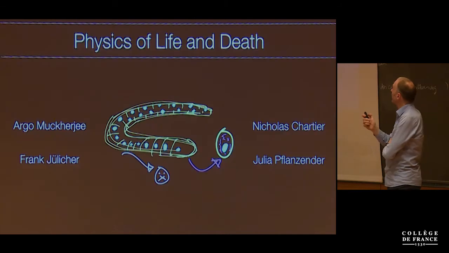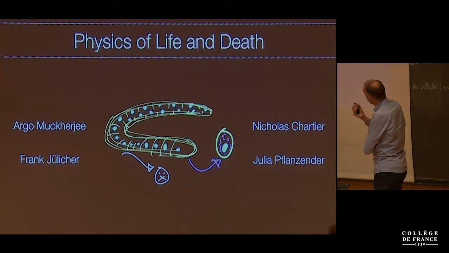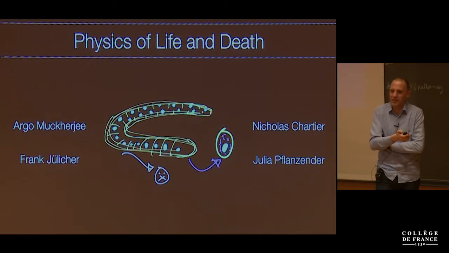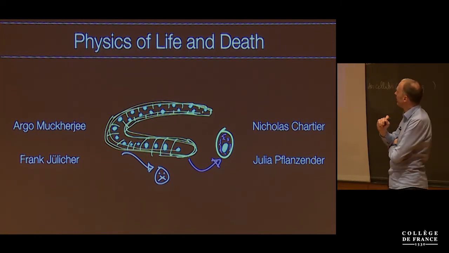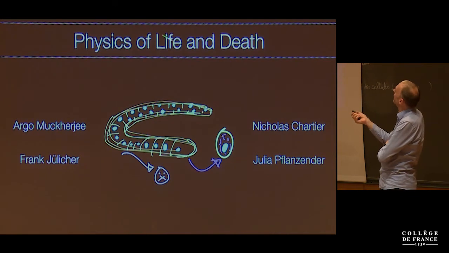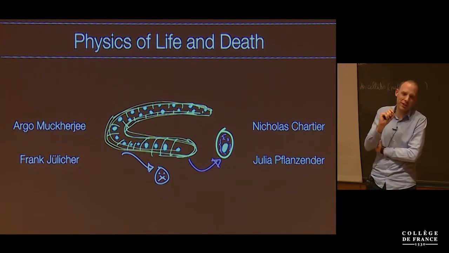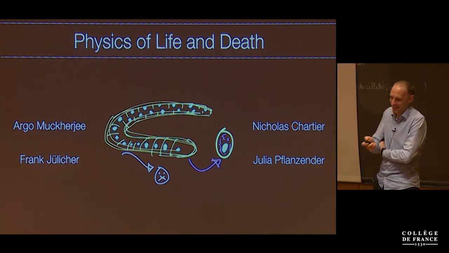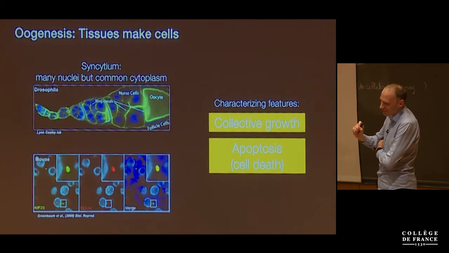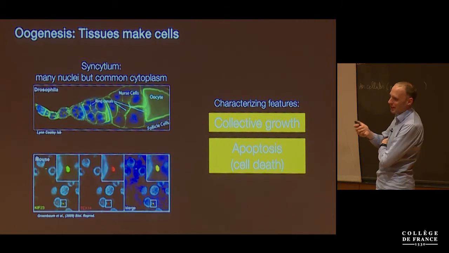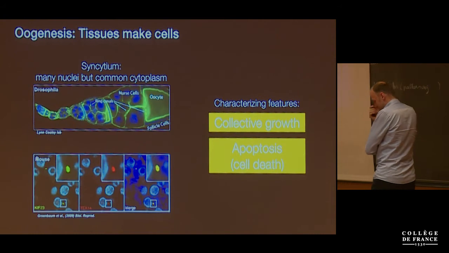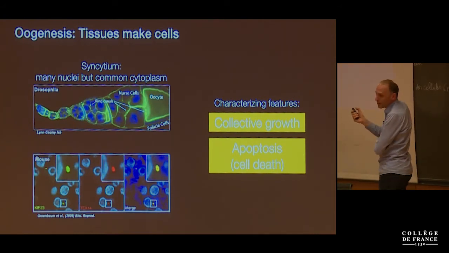So we've gotten interested in this because there's, again, an interesting aspect that relates to mechanics that helps in a decision-making process, and it's a very important decision-making process between life and death. Okay, it's a bit dramatic, but I hope, since it's late in the day, we can have a bit of extra drama. So oogenesis is basically tissues making cells.